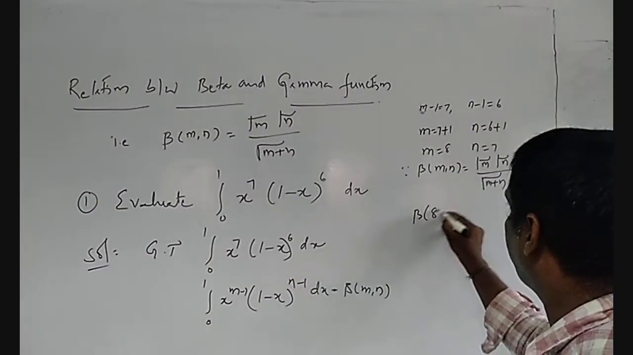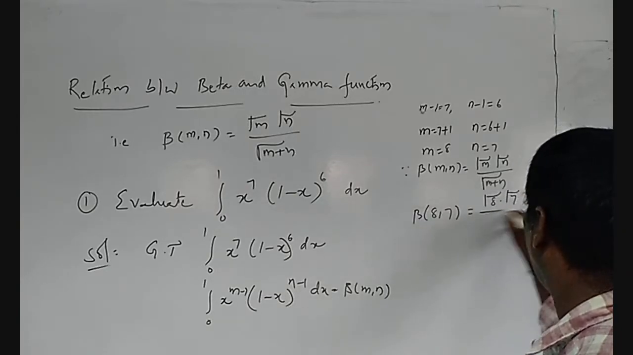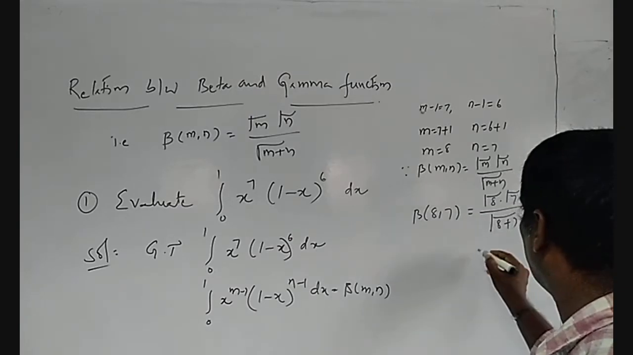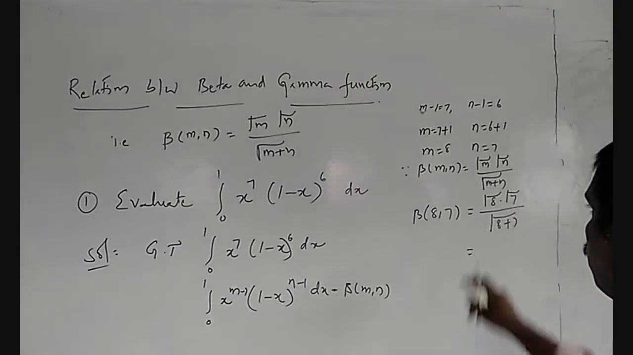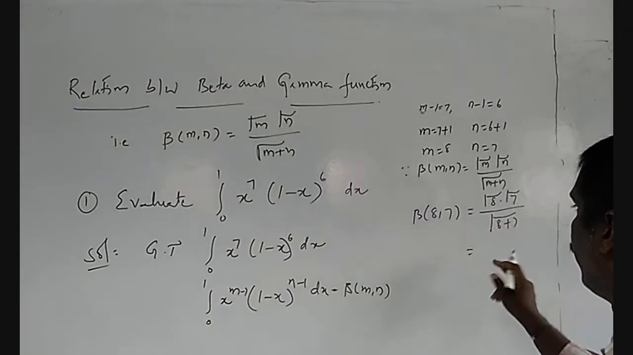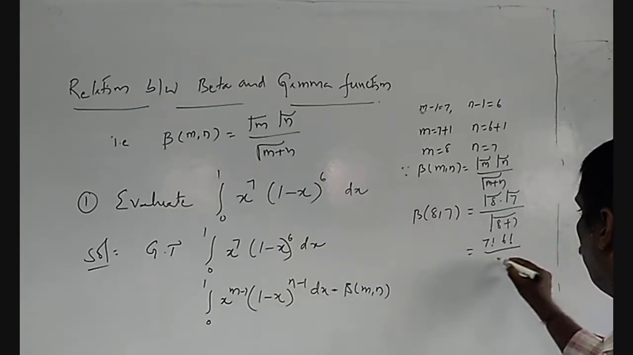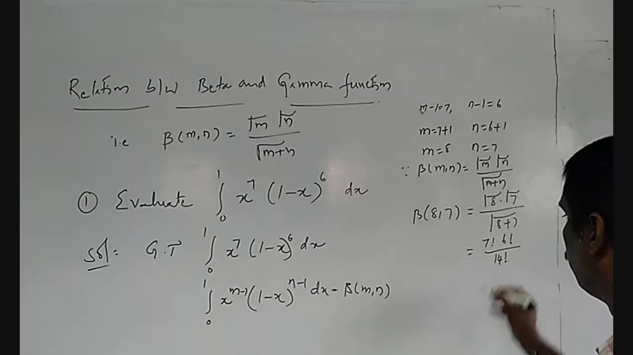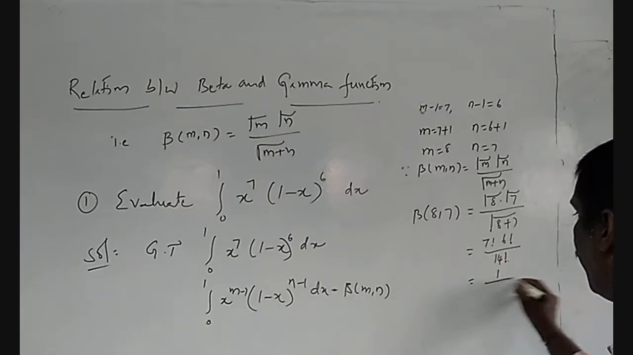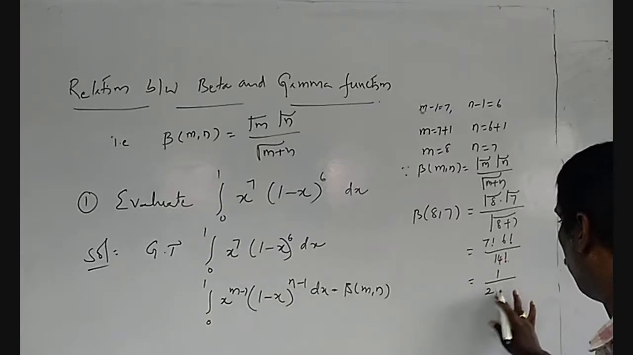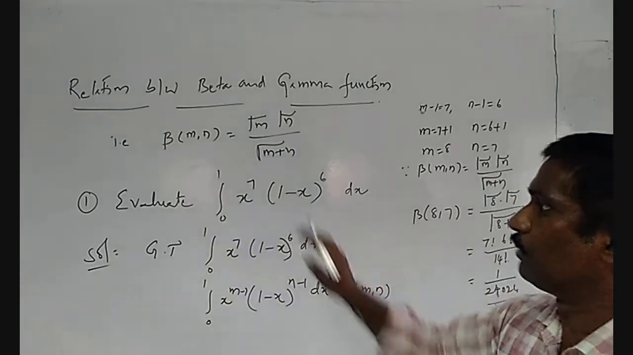Beta of 8 comma 7 equals gamma 8 into gamma 7 by gamma of 8 plus 7. Here apply the formula gamma of n plus 1 equals n factorial. That means 7 factorial into 6 factorial by 14 factorial. On simplification, the value is 1 by 44,024. That is the required solution of the given problem.